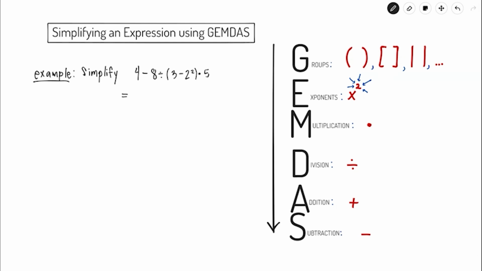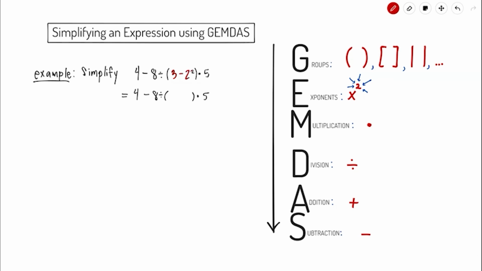I always like to say if it doesn't change, it stays the same. We're not doing anything to this 4, so I'm just going to bring it down. This 8, haven't done anything. I still have my division sign. All we're doing is rewriting the inside of this parenthesis in a more simplified form by applying this operation that's inside of it. Now, focusing only on the inside of the parenthesis, maybe I can even color code to help it stand out a little bit more.